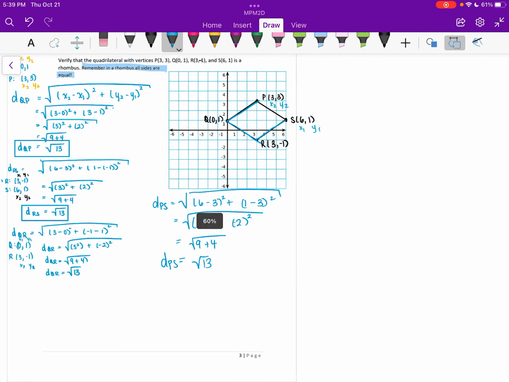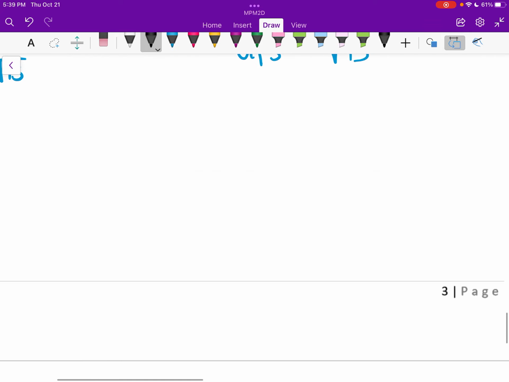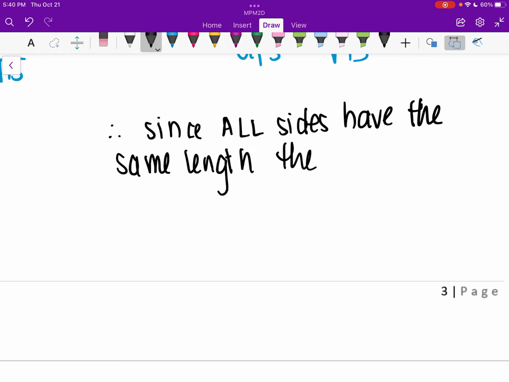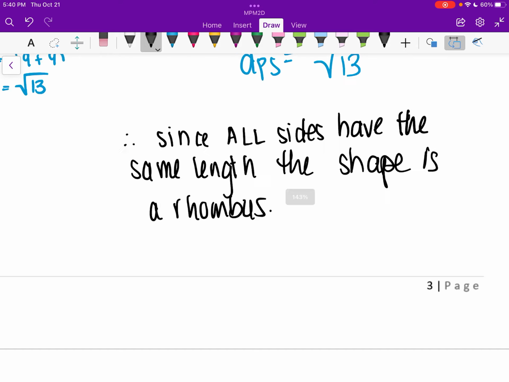So your therefore statement for this would be: therefore, since all sides have the same length, the shape is a rhombus. And that's all. That's the end of the lesson.